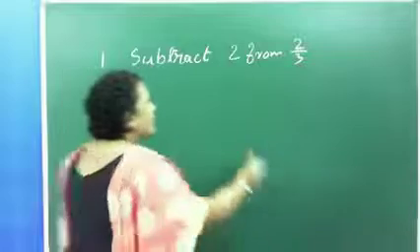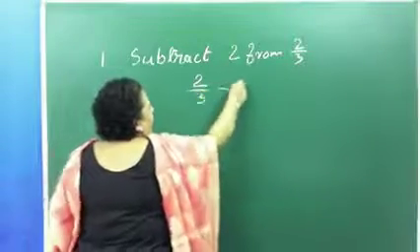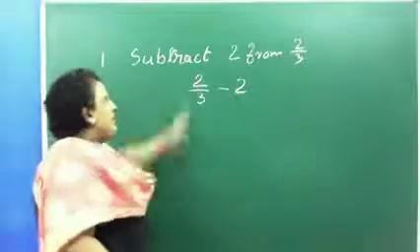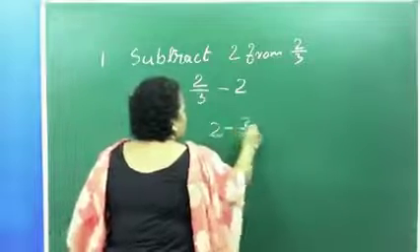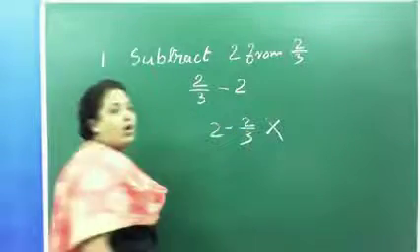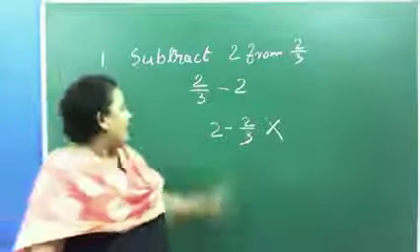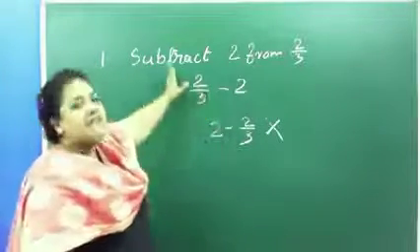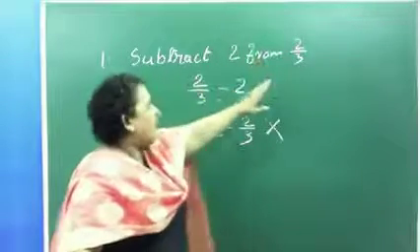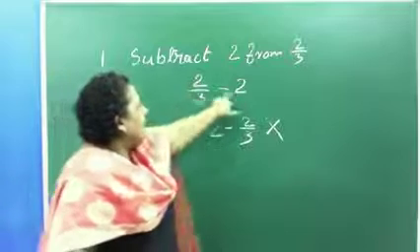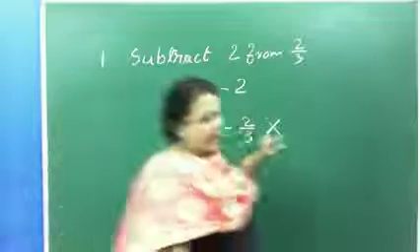That means how will you write this in the figure form? 2 by 3 minus 2. This is the way you have to write. Don't write 2 minus 2 by 3, which is wrong. Understood? According to the statement, you have to write it in figure, that is, to subtract 2 from 2 by 3, that means 2 by 3 minus 2. Don't write 2 minus 2 by 3. I hope you got it.